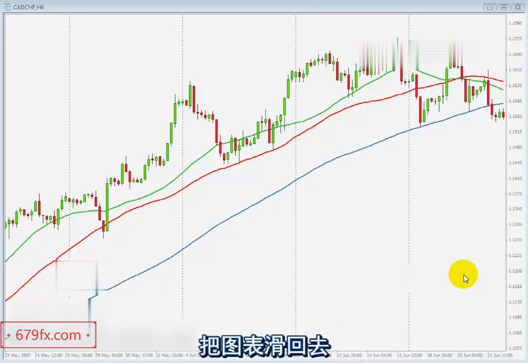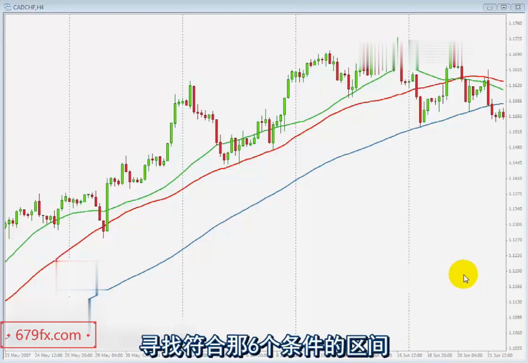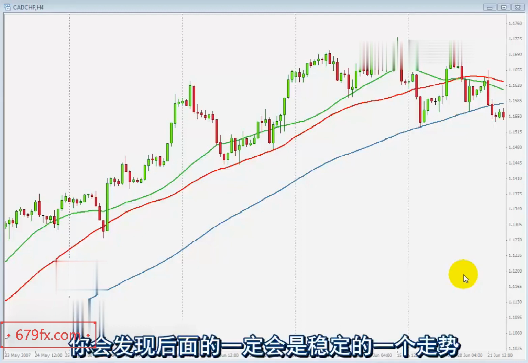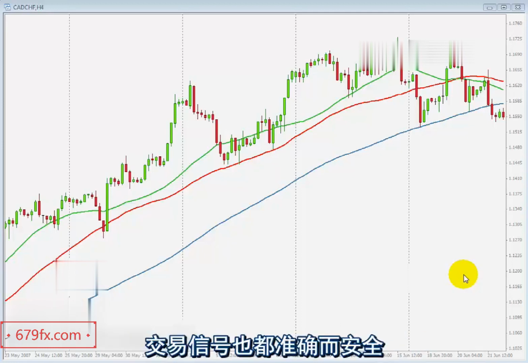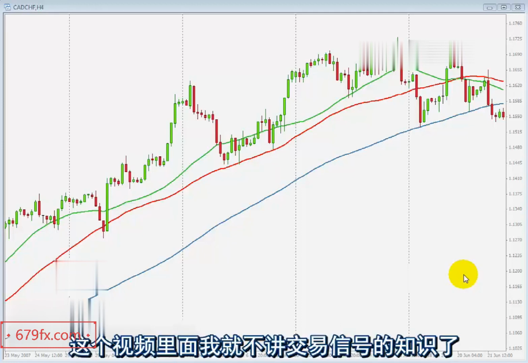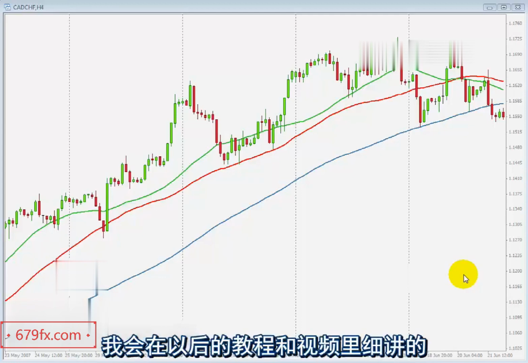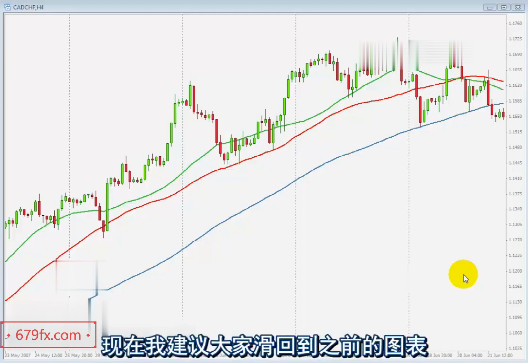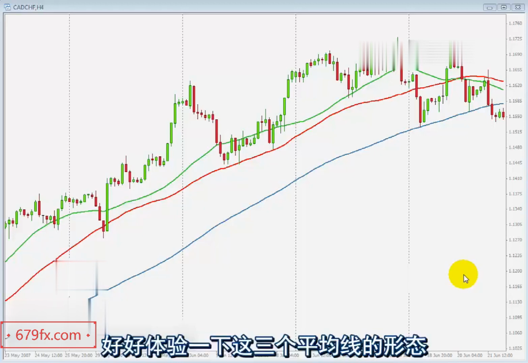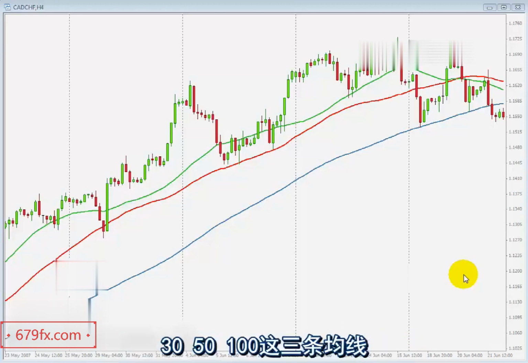Scroll back in your chart, search for times when those 6 conditions have been fulfilled, and you will see that you were looking into healthy trends where most of the trading signals were winners. I don't want to get into trading signals, entries, exits, etc., in this video. I will leave them for future chapters, but for the time being, I recommend you scroll back in your chart and experiment with those 3 simple moving averages, the 30, 50, and 100.